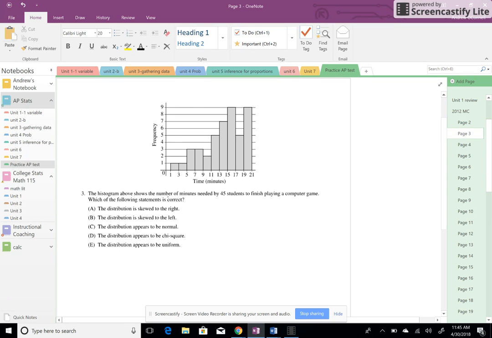The histogram above shows the number of minutes needed by 45 students to finish playing a computer game. Which of the following statements is correct? This should be pretty easy here. Just remember the skew is in the tail.